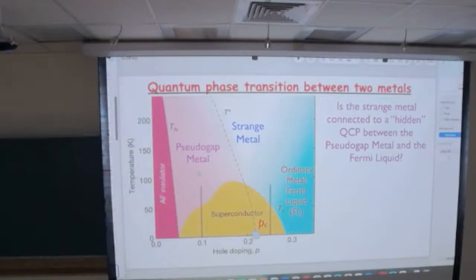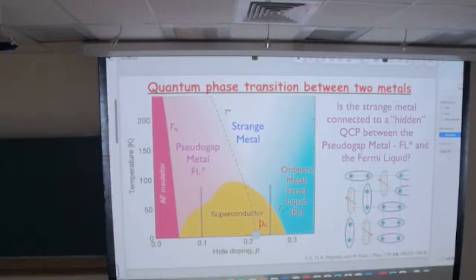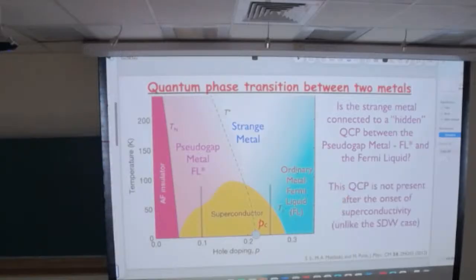So we, in fact, have proposed a theory for the pseudogap metal, which I call FL star. Here's a cartoon wave function of it. It's associated with the spin liquid and with some entanglement, and I'll come back to that towards the end. Okay, but the point of view now is that there is this new phase of matter, which we call FL star, which will have a QCP between FL star and FL. So there would have been a QCP, but because of the onset of superconductivity, the QCP disappears. Okay, so that is possible.